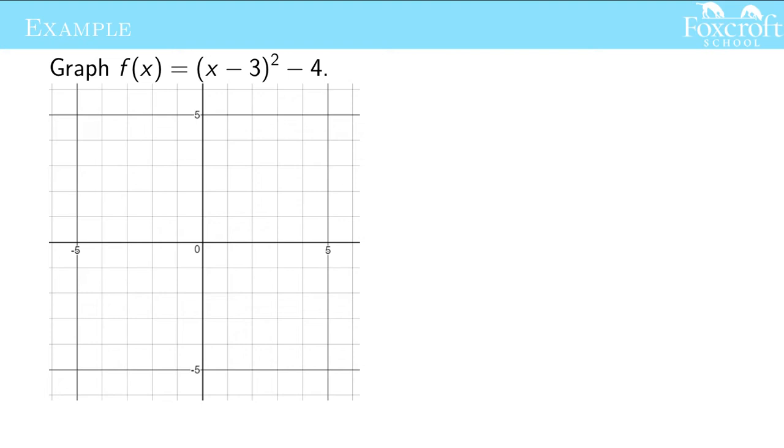I want to graph this function, f of x equals (x minus 3) squared minus 4. It's in vertex form, so this is the first thing to recognize when you're working with quadratics: is it in standard form or vertex form? Because they tell you different things. This one's in vertex form. So right away, I know my vertex is (3, negative 4). Vertex form is useful because it just tells me what the vertex is.